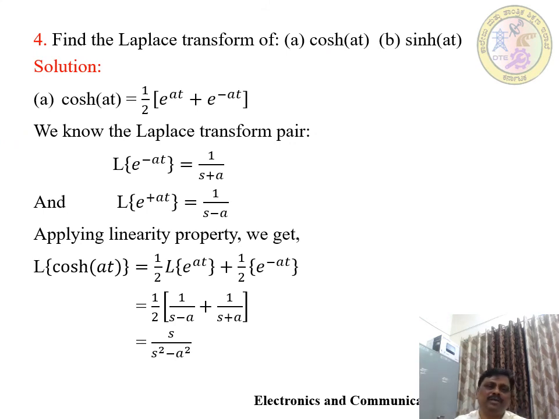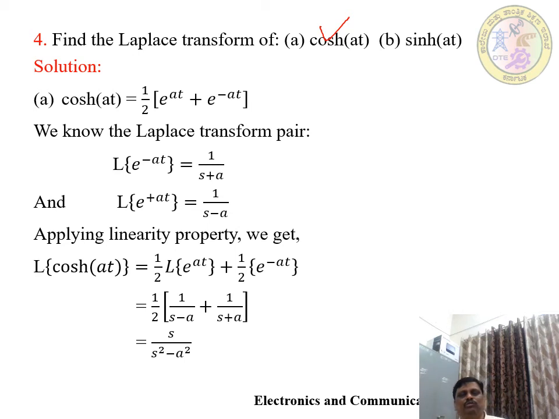Next example: two simple examples are taken here. Find the LT of the following functions. What are those functions? Cos hyperbolic of at and sin hyperbolic of at. Very simple. Again we will have to make use of the exponential functions here. Cos hyperbolic at can be written using Euler's identity as 1 by 2 into e to the power of at plus e to the power of minus at.